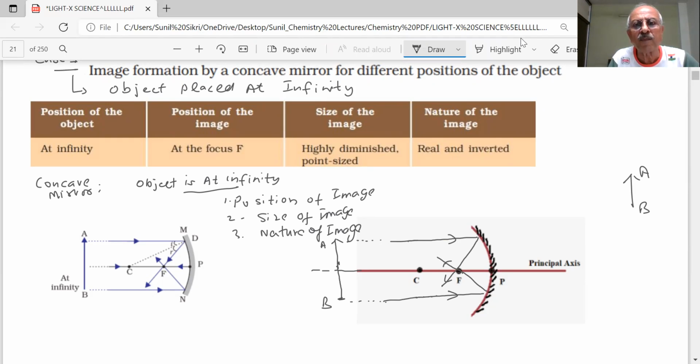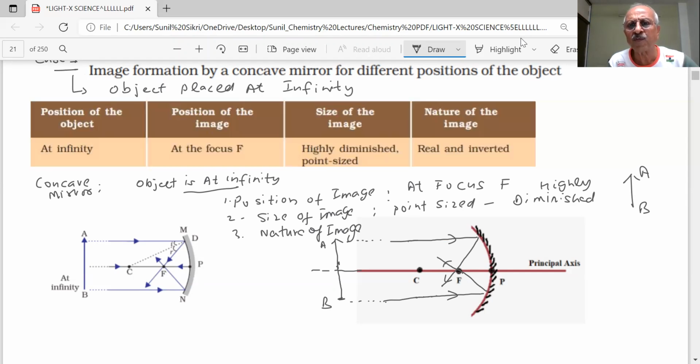Therefore, what is the position of the image, student? Tell me, what is the answer? Position of image. Where is it formed? At focus. F. Clear? Size of the image. Point sized. Point sized means diminished. Okay? How diminished? Highly diminished. Highly, very small. Highly diminished, I am saying.